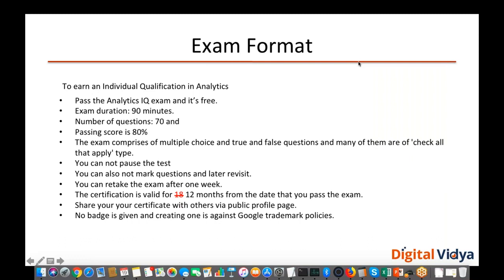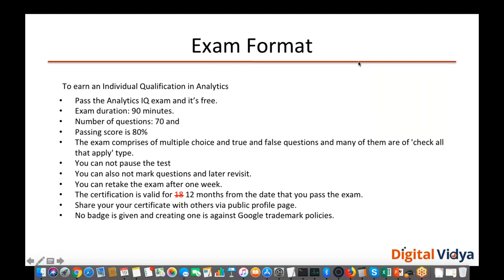Once you become qualified, your qualification remains current for 12 months from the date that you pass the exam, and then you retake before it expires. You can share your certificate with others via a public profile, but you are not given any badge, and creating one is against Google's trademark policies. I will be sharing with you how it looks on your profile.